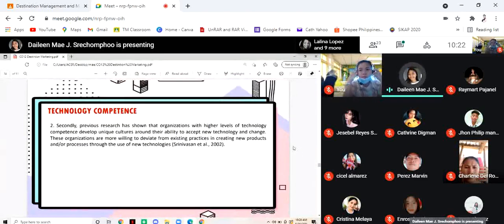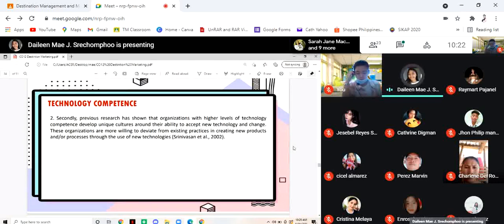Secondly, previous research has shown that organizations with higher levels of technology competence develop a unique culture around their ability to accept new technologies and change. So, kapag technologically competent daw yung isang organization, mas open sila sa mga makabagong systems or technology na alam nilang makakatulong dun sa kanilang organization.